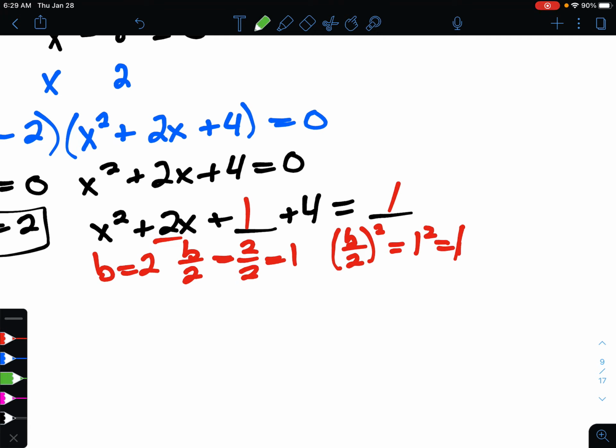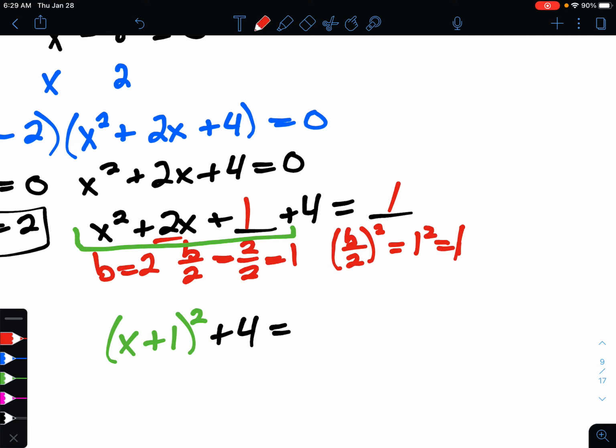Okay, so we've completed the square. Now it's just time to rewrite it. So our x squared plus 2x plus 1 that I've got underlined for us there, that's going to factor to be x plus b over 2, so x plus 1 squared. Don't forget we have the plus 4 after it, and don't forget the 1 that we added to the right side.